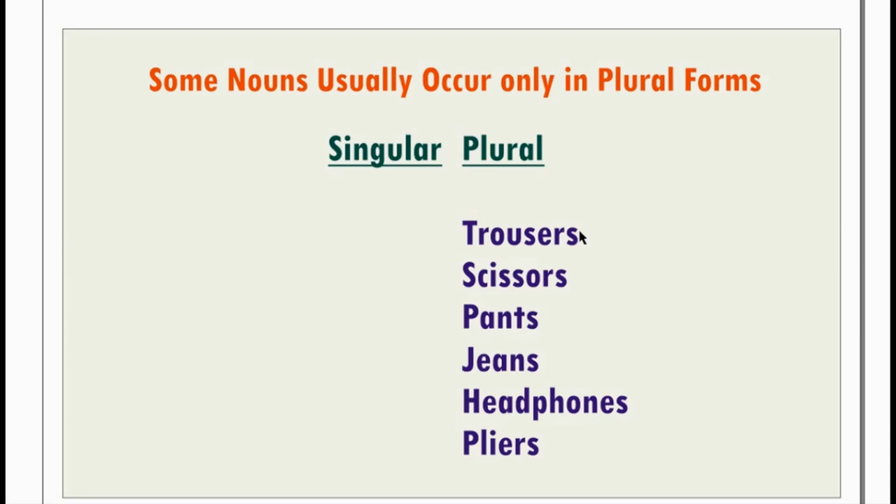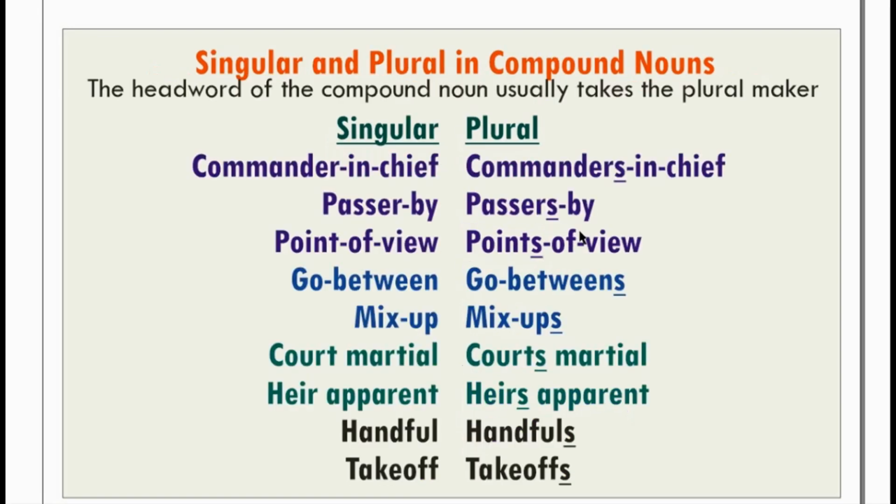So we have trousers. Scissors. If you have only one scissor, it cannot perform the function that a normal pair of scissors would perform. So we have scissors because it's a pair. We have pants, jeans, headphones. Of course, we can have singular headphone. Maybe one of the two is malfunctioning or is not functioning, then we can have only one to say headphone. But normally it's supposed to be headphones for the two ears. Pliers. So these words usually occur only in plural forms.